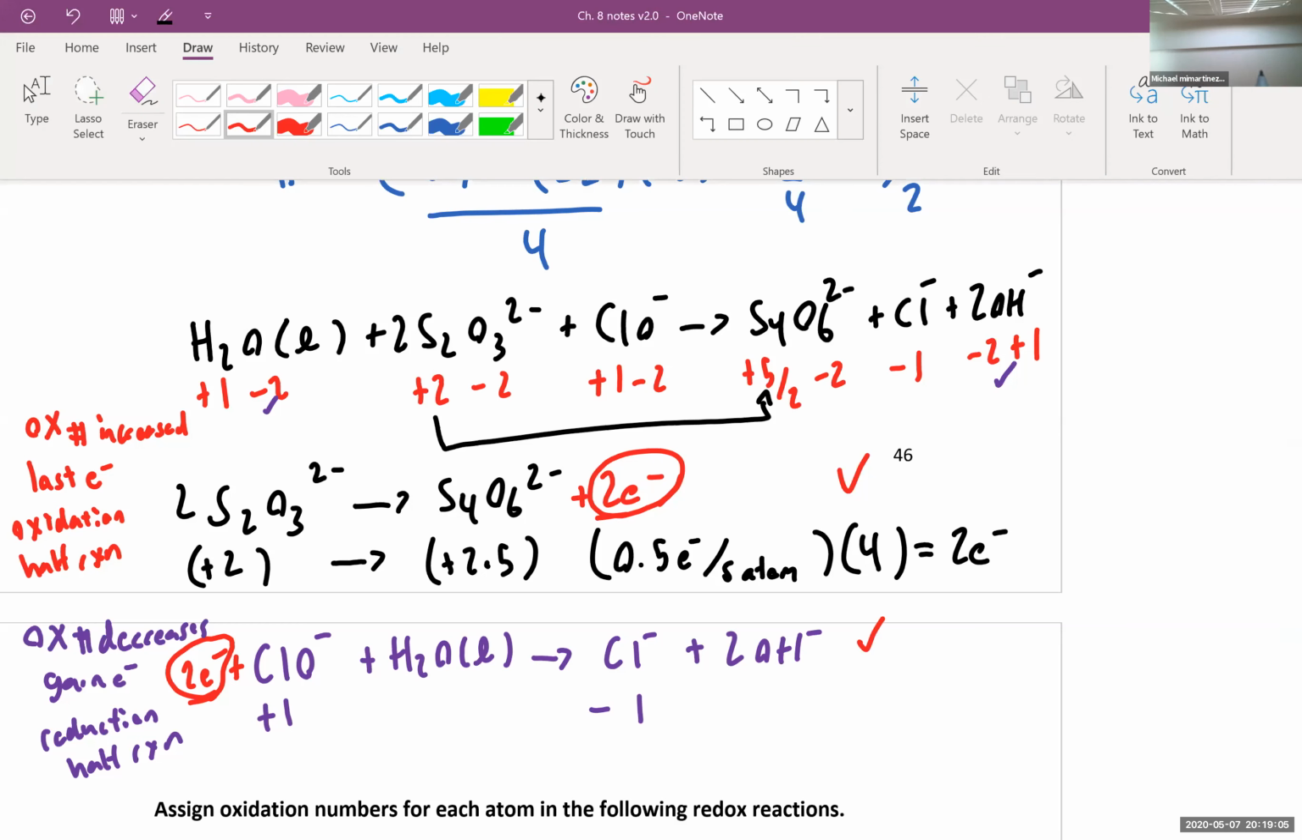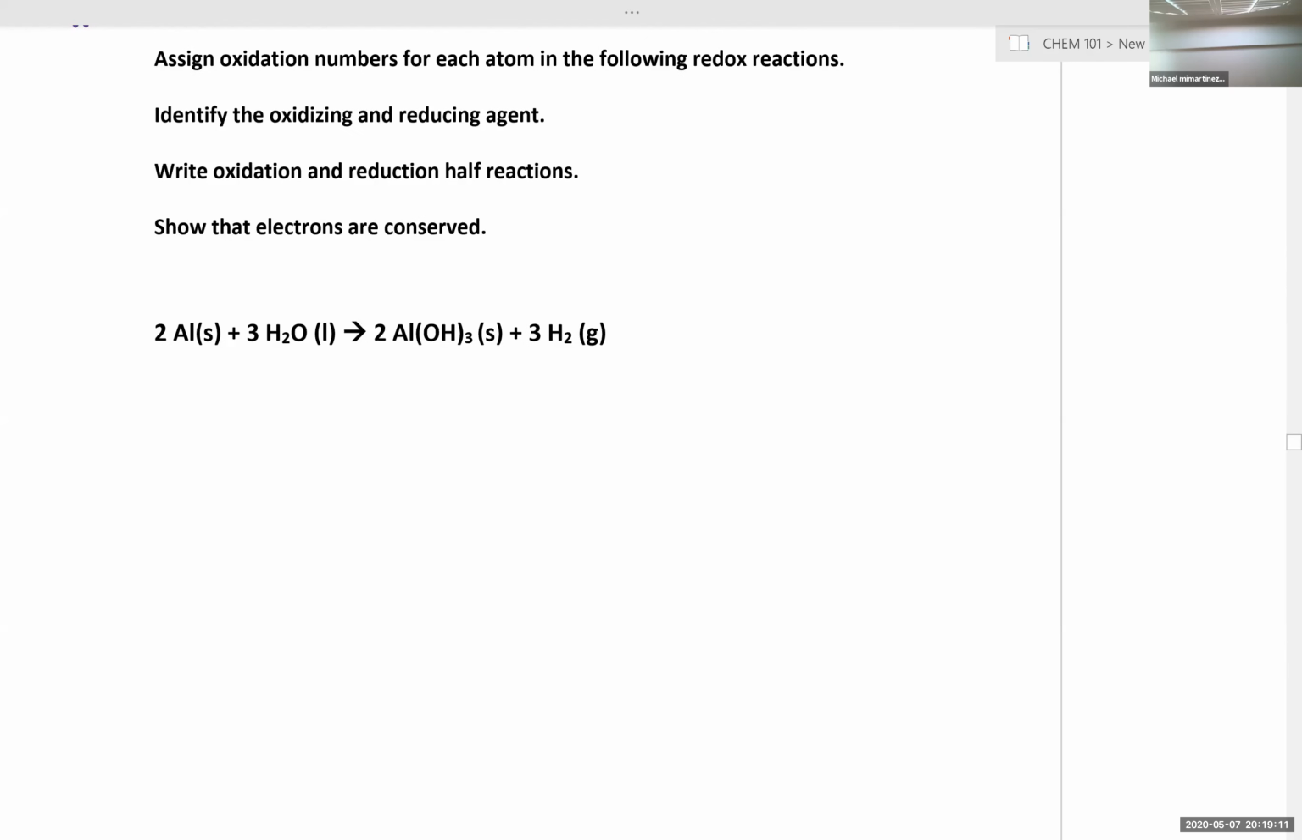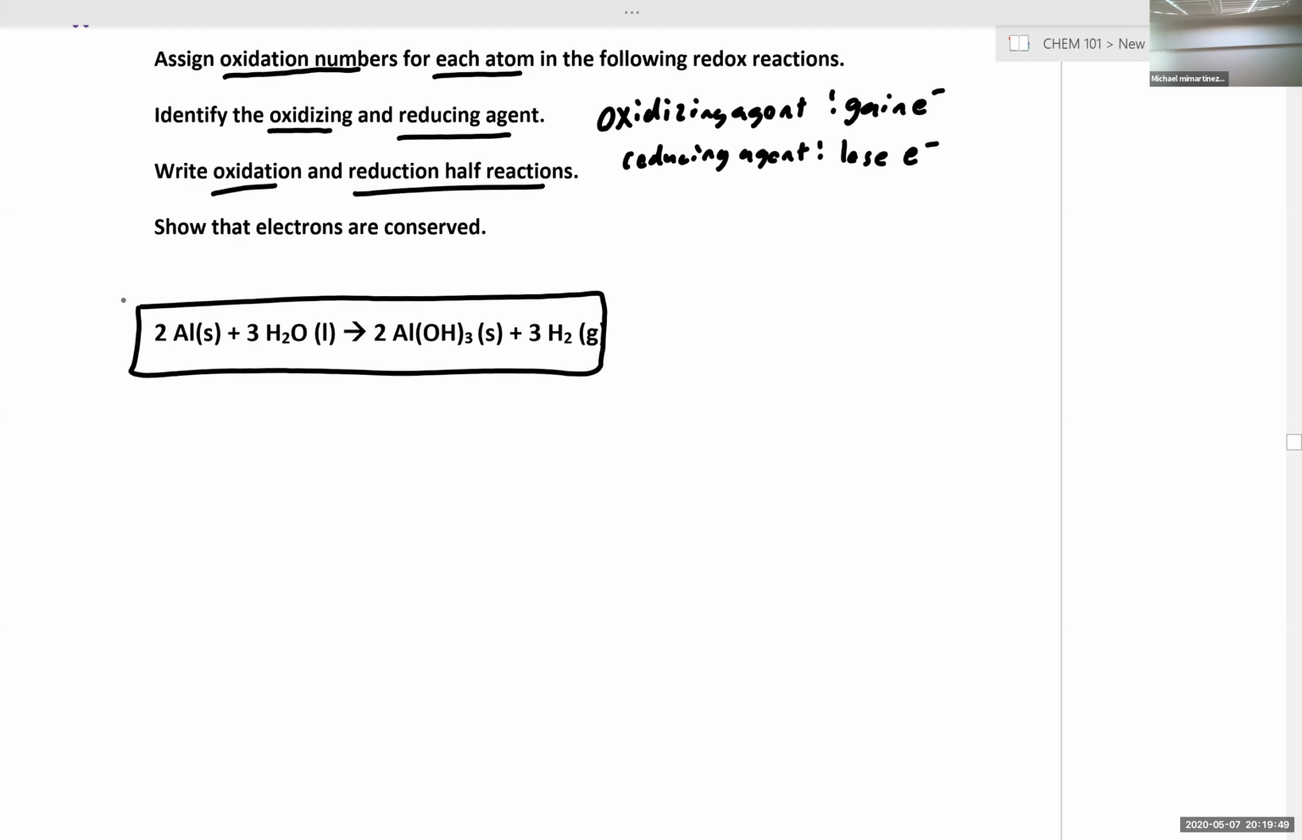Let's do another example. This time I'd like you to work through the following example using our previous guided problem solving sessions as a reference. I'd like you to assign oxidation numbers to each atom, identify the oxidizing and reducing agent, and write the oxidation and reduction half reactions. As a reminder, the oxidizing agent will gain electrons, and the reducing agent will lose electrons.